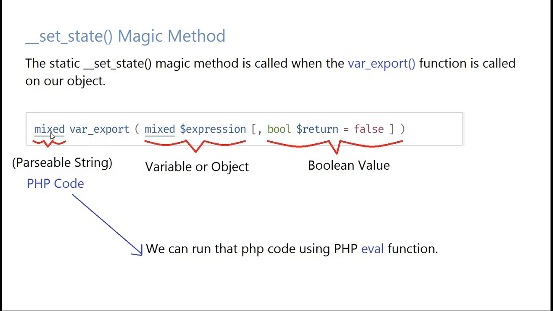var_export returns a parsable string representation of a variable or an object. Parsable string representation means it returns a string that represents PHP code. In simple words, this function converts a variable or an object into PHP code. We can run that PHP code using the PHP eval function. Now, if we give true as a second parameter, then var_export returns the PHP code as a string instead of outputting it. And if false, then it outputs the PHP code in the browser.